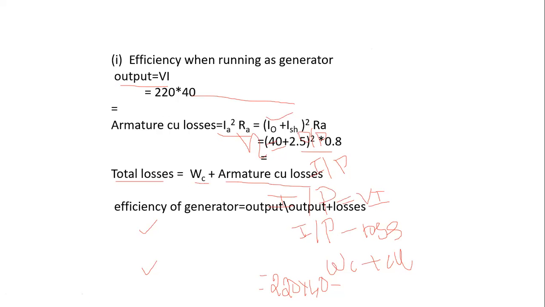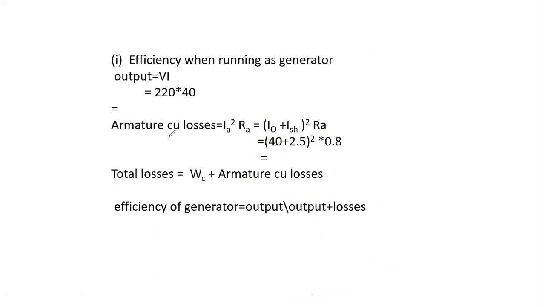Similarly, we calculate the efficiency of a generator. That is armature copper losses, and we calculate the total losses, and we calculate the efficiency as a generator, that is output by input. What is the formula for input? Output plus total losses. This is the efficiency of a generator.